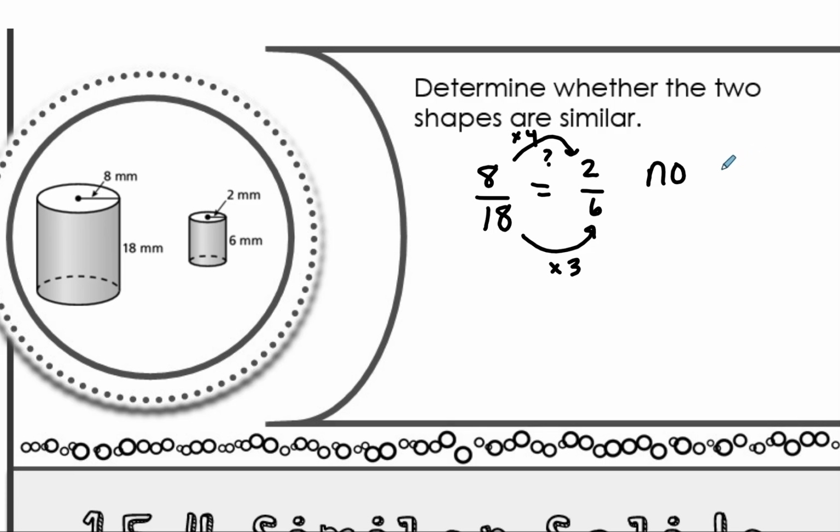Another way to do it would be to make it into simplest form fractions. 2 over 6 simplifies to 1/3. And then 8 over 18 would simplify to 4/9, and 4/9 and 1/3 are not equivalent fractions.